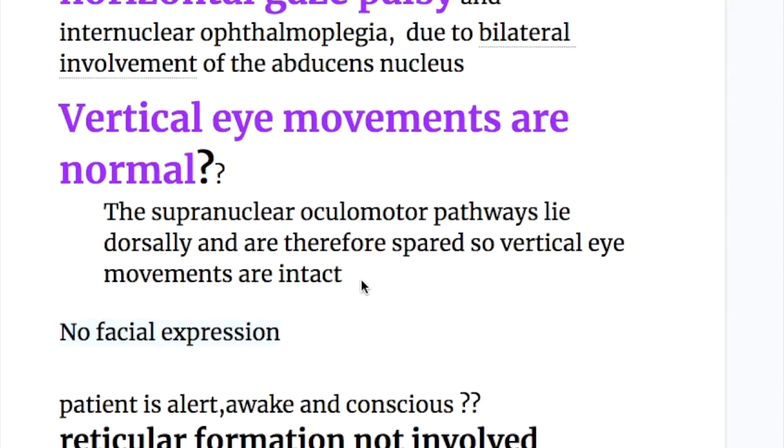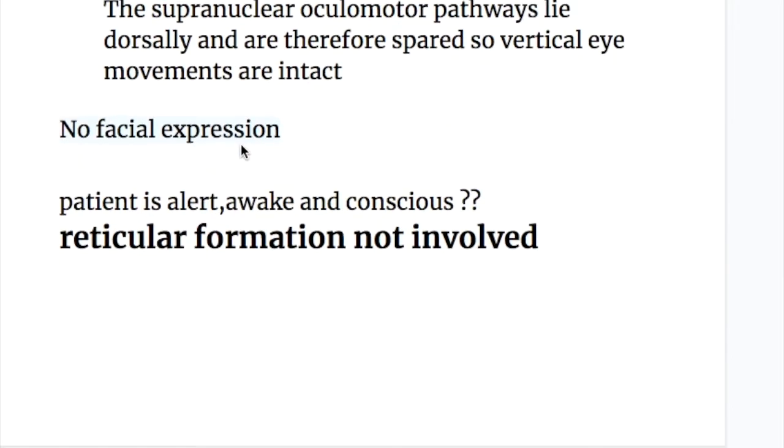Vertical eye movements are normal. Why? Because the supranuclear oculomotor pathways lie dorsally and are therefore spared, so vertical eye movements are intact. So in locked-in syndrome, horizontal movements are absent and vertical eye movements are present, and the blinking reflex is also present because levator palpebrae superioris muscle is intact. There is no facial expression and no pain perception.